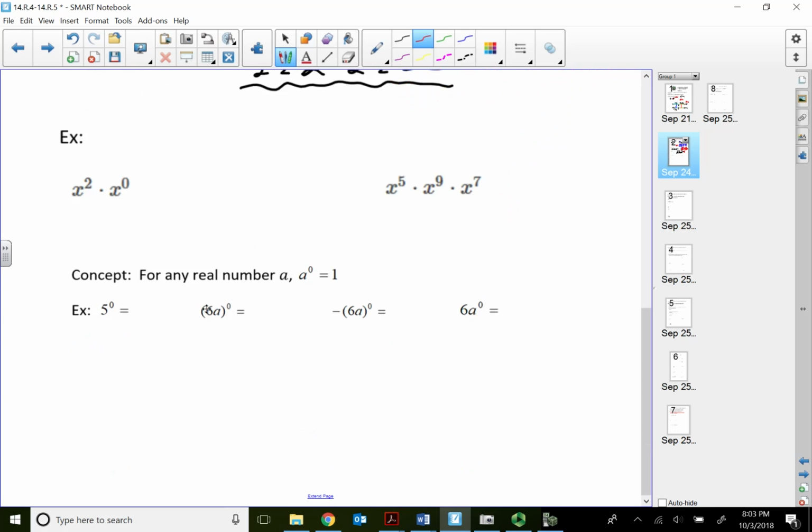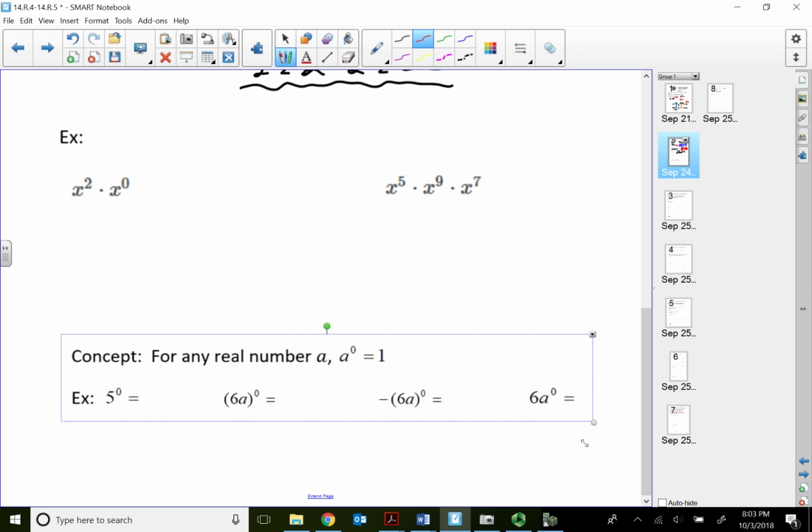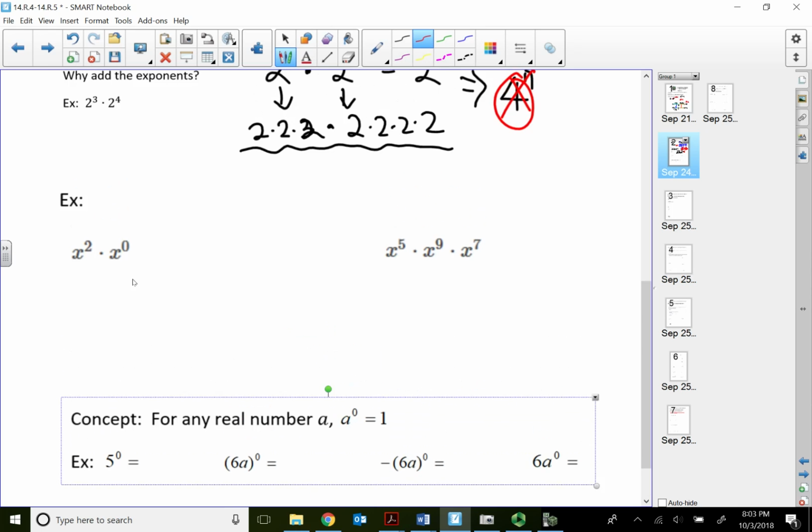All right, so let's take a look at a couple of examples. I'm going to do these ones right here, just to practice how we're supposed to look at the exponent. Last time we said that anything to the 0 power is always going to be 1. So this x to the 0 power is really just 1, and x squared times 1 is still going to be x squared.